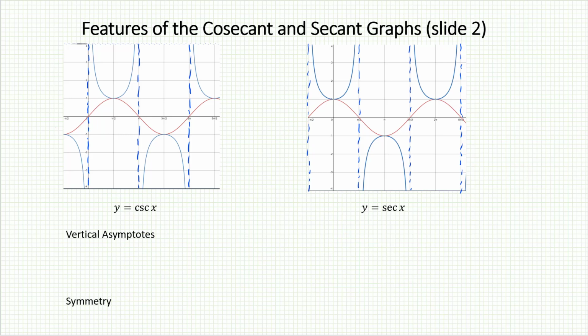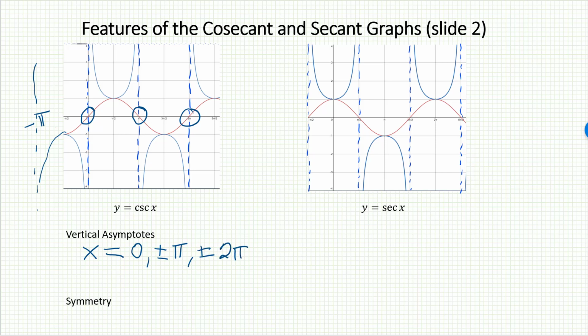Here's a couple of features that are different for each one. Let's start with the location of the vertical asymptotes. Vertical asymptotes, of course, are vertical lines, so all of the equations are going to be x equals a number. For the cosecant function, we have one at 0, pi, 2 pi, then 3 pi. On the negative side, if we extended this out a little bit, we would find the first one at -pi, -2 pi, etc. So we could summarize that by writing x equals 0, positive or negative pi, positive or -2 pi, and so on.